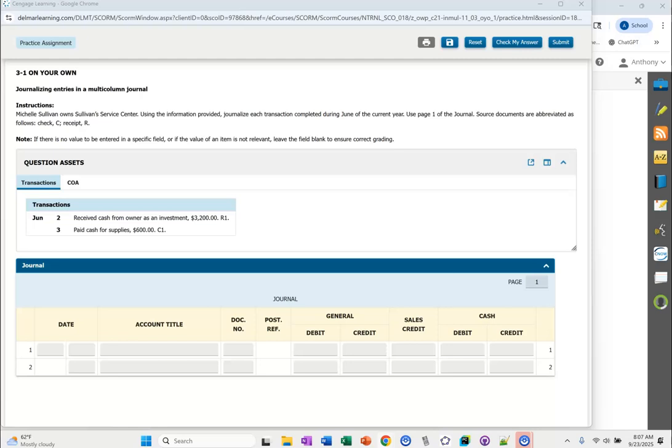Do you have to put the money symbol and stuff? You can always hit check your answer and it'll tell you for sure. Okay, right? What is R1C?